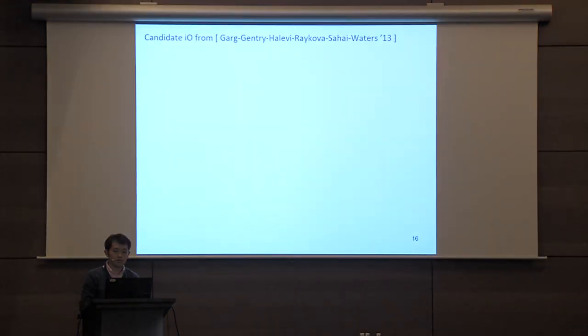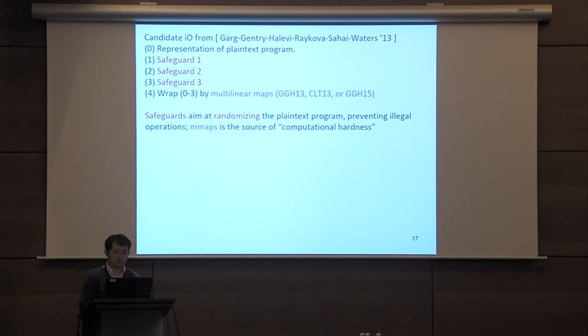So let me review the candidate IO from GGRSW. In my point of view, I split the construction into a layer-by-layer fashion. Let me explain what I mean. To obfuscate a program, any obfuscation of a program is just going to be another representation of the program. It just depends on the representation.